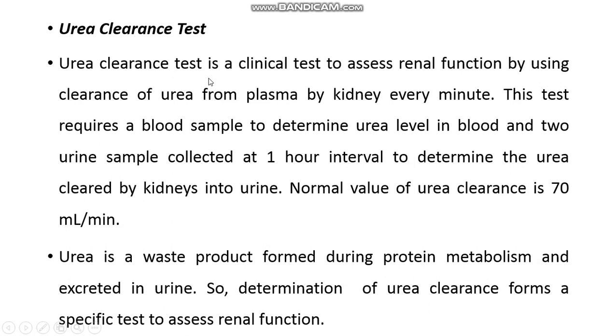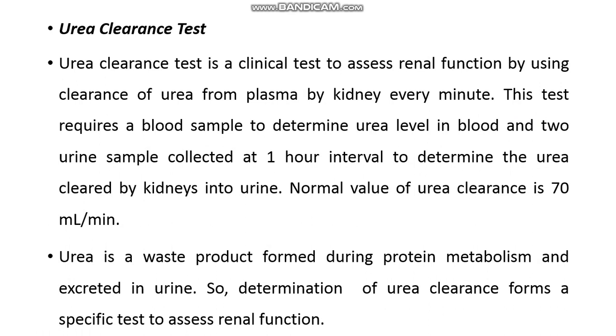The next is urea clearance. How can we determine the urea clearance value? Urea clearance test is a clinical test to assess the renal function by using clearance of urea from the plasma by the kidney every minute. So in every minute, how much urea is cleared from the plasma by the kidney? Based on that, we can measure the urea clearance. This test requires a blood sample to determine the urea level in the blood, and 2 urine samples collected at 1 hour interval to determine the urea cleared by kidneys into the urine.